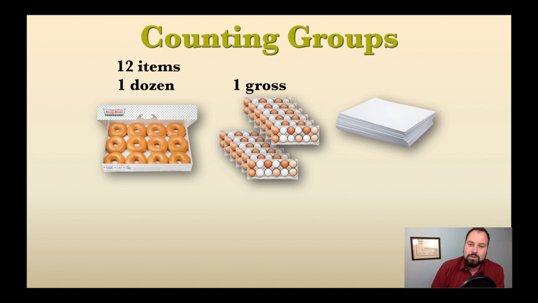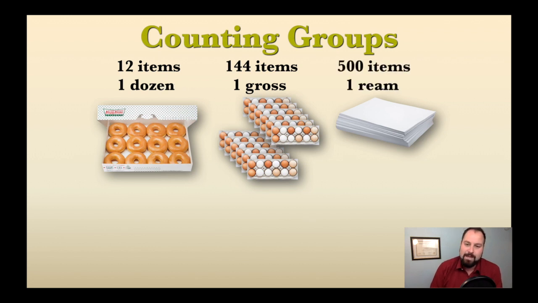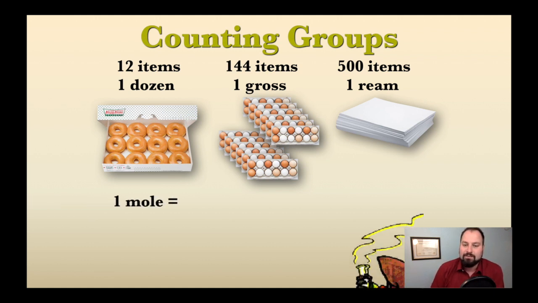In fact, that is a gross of eggs. I know some people think eggs are gross, but no, this is a gross of eggs. That's 144 eggs in this case, items. That's a dozen dozen. Okay, there's 12 dozen there. That's a gross. It's another counting unit. And we can have a ream being 500, usually of paper. And of course, we can have a mole.